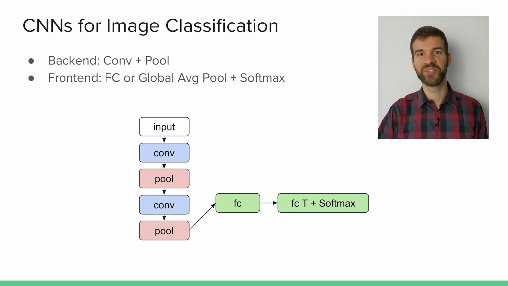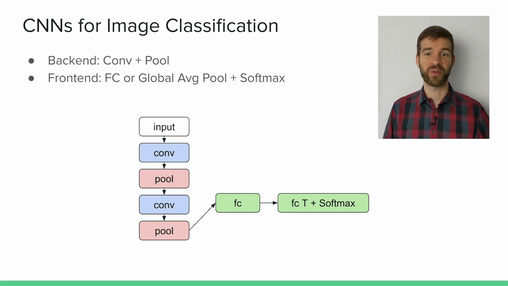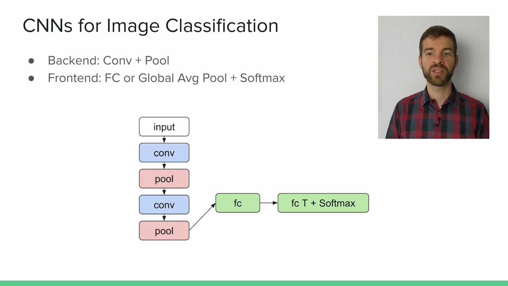So when we go back to the simple case, we talked about image classification. What would be an appropriate architecture for this? Well, extract some features in the backend with convolutional and pooling layers, and then use a fully connected or a global average pooling layer in combination with the softmax to do the actual classification.